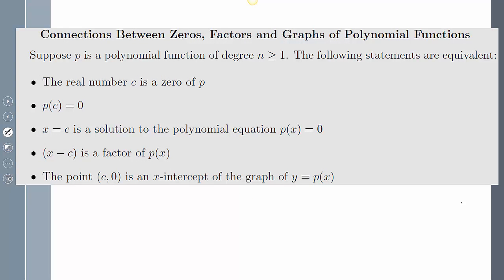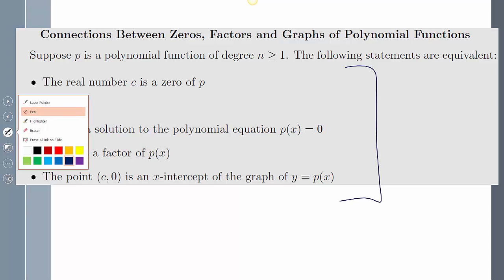Now, a few connections between my zeros and factors and the graphs of my polynomials. All of these five statements are equivalent. So it says, suppose p is a polynomial function of degree n greater than or equal to 1. The following statements are equivalent. The real number c is a zero of p. Also, p of c equals 0.